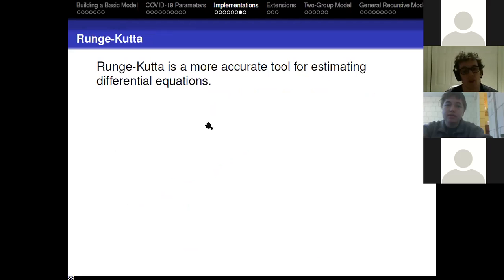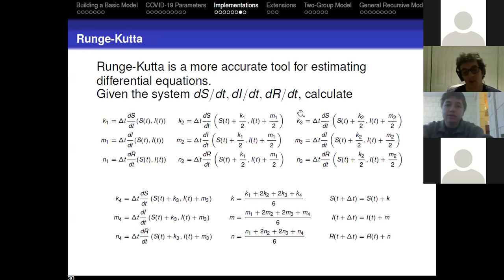And then Runge-Kutta is a more accurate tool for estimating differential equations. Euler's method is actually equivalent to first order Runge-Kutta. The classic Runge-Kutta is fourth order, but it gets very complicated very quickly. So these would be the quantities you would need to calculate to do one step of a classic Runge-Kutta for a SIR model. So as you can see, the equations get really ugly really fast.